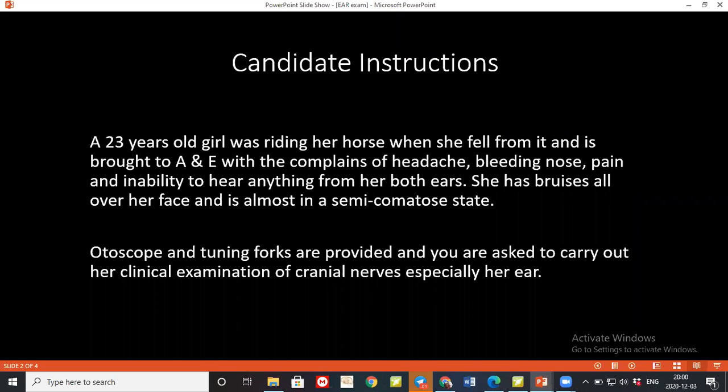Okay, I'll enter the examination hall. I'll wash my hands and wear appropriate PPE if it is required. At first I'll try to talk to the patient. The patient is in a semi-comatose state, so I have to be more careful about that.